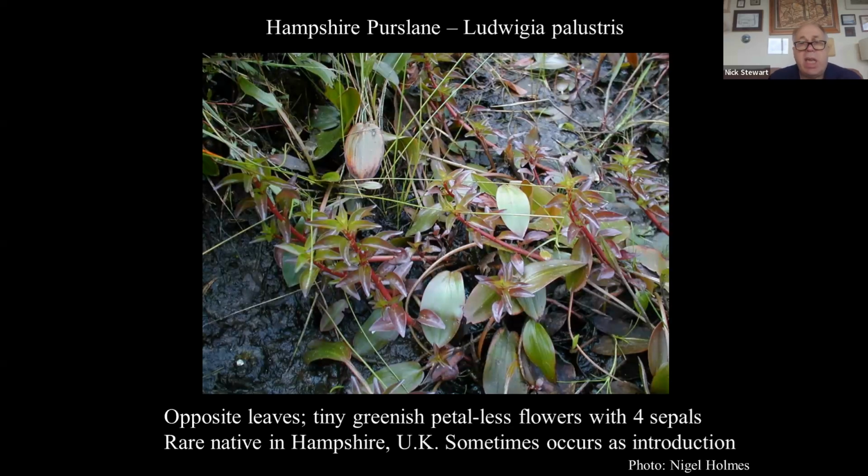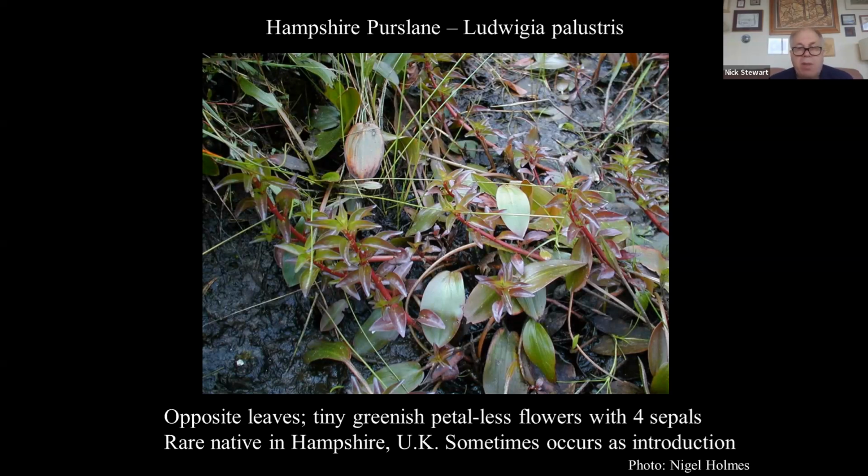Also, just worth mentioning here is more of a wetland plant that happily grows in the water, the Hampshire purslane, Ludwigia palustris. Now, despite being in the same family, it has opposite leaves, whereas the yellow flowering ones have alternate leaves, and there are tiny little greenish flowers or reddish flowers with 4 sepals.